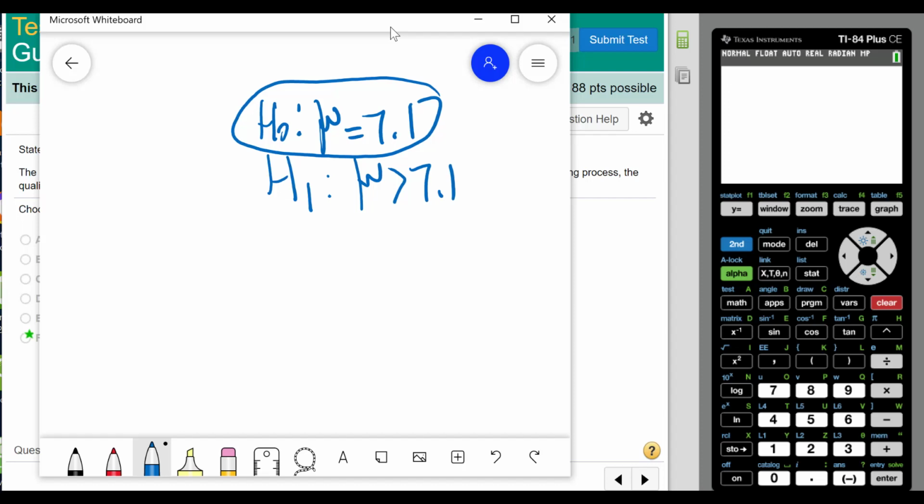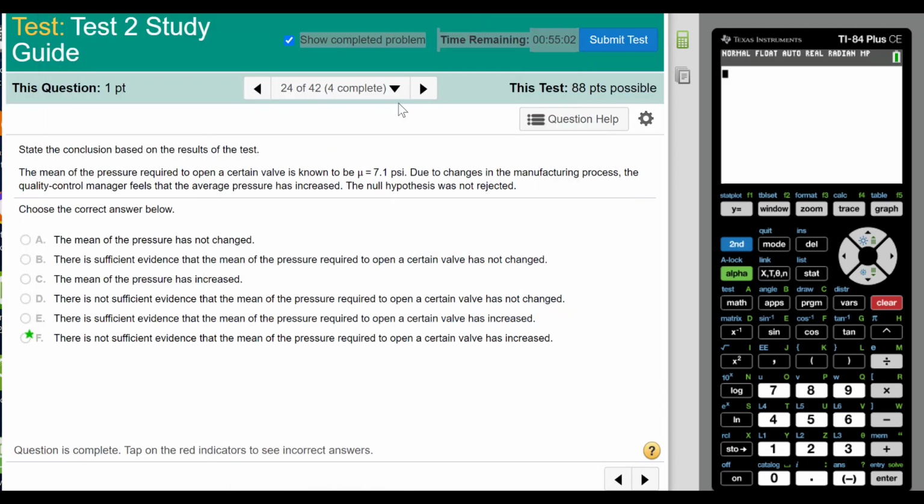If you fail to reject the null hypothesis and your claim happened to be in H1, you say there is not enough evidence to support the claim. So let's see which statement would work here. There is not sufficient evidence that the mean of the pressure required has increased. Okay.